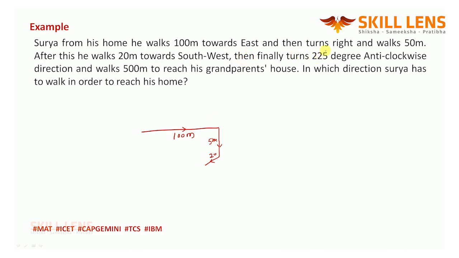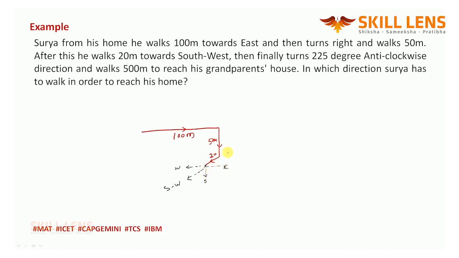Then he turns 225 degrees anti-clockwise. Hang on for a moment. For your better understanding, now he is at this point. If he is extending his journey, this will become southwest, right? If this is southwest, then this is south, this is east, and this direction is west. Then only this will become southwest. Now he is at this particular point.